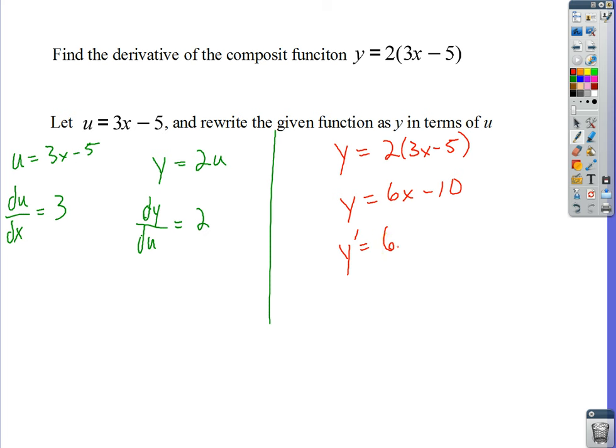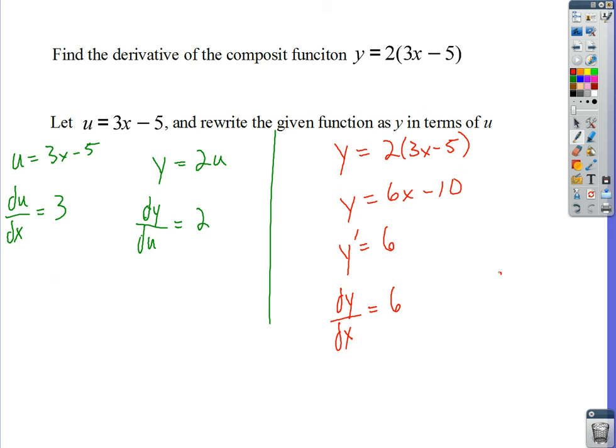Huh, but remember, what is y prime? Y prime, I took the derivative of y with respect to x, is equal to 6. Huh. I have the number 2 and the number 3. How could I possibly get the number 6 from those two? Oh, I bet I can multiply them. If I take 3 times 2, I'm going to get 6.